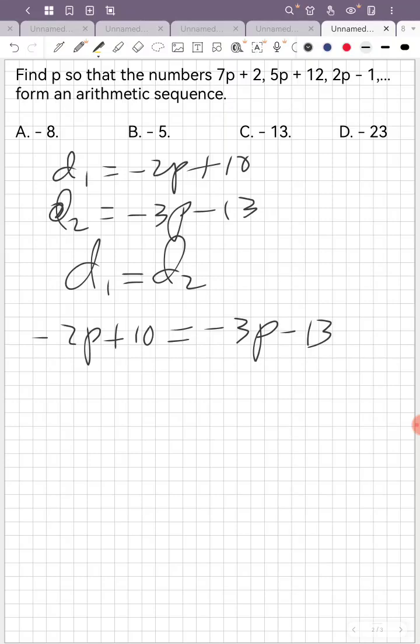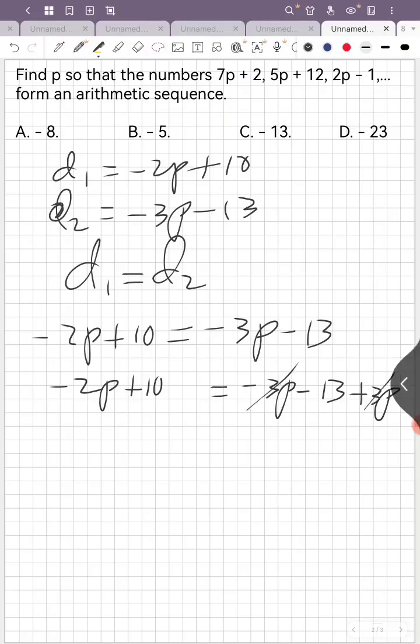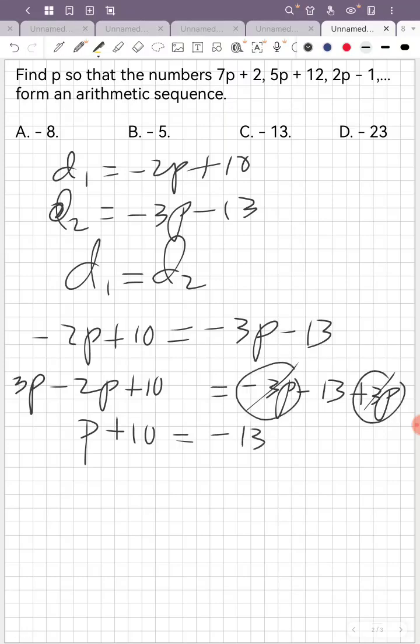So negative 2p plus 10 is equal to d sub 2, replaced with negative 3p minus 13. Since negative 2p is greater than negative 3p, as long as p is positive, this negative 3p will adjust. So we will add positive 3p to eliminate negative 3p. The additive inverse of negative 3p is positive 3p. Since we added positive 3p on the right side, we will add positive 3p on the left side to maintain equality. So 3p minus 2p is 1p, but we don't need to write 1 if the coefficient is 1. Then plus 10 is equal to negative 13, since negative 3p plus 3p is 0.